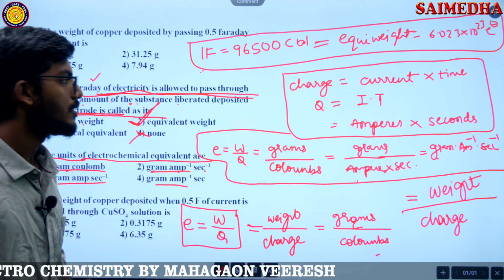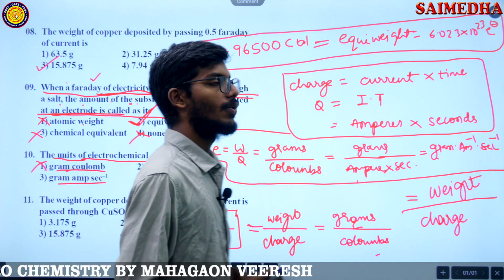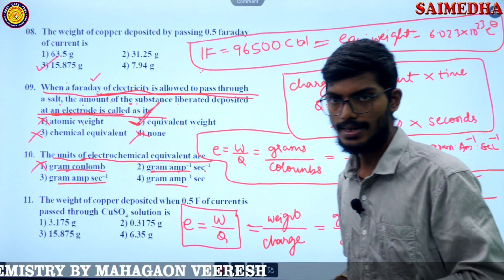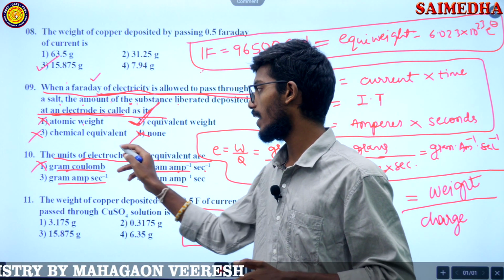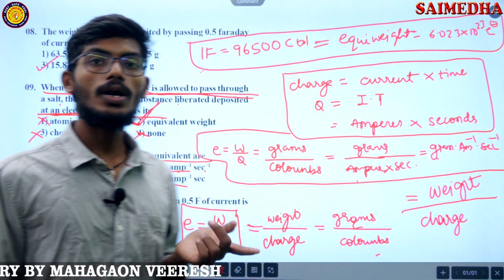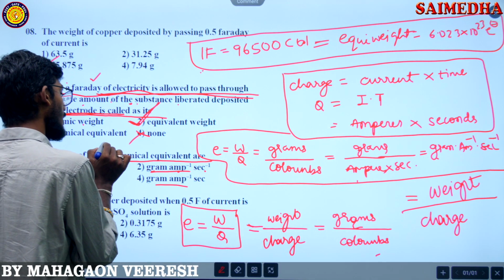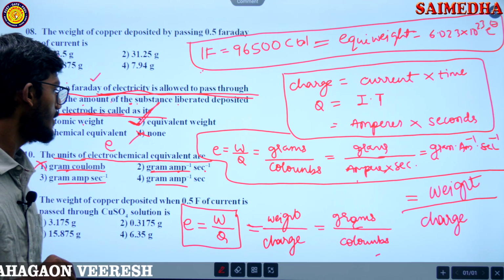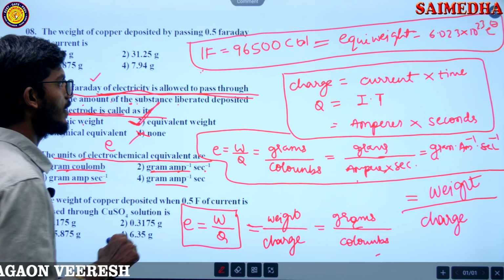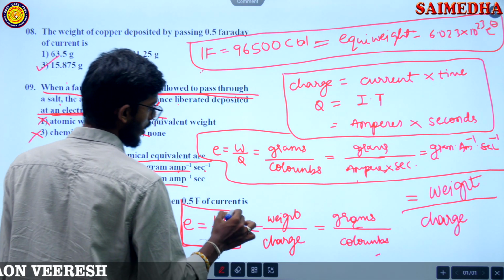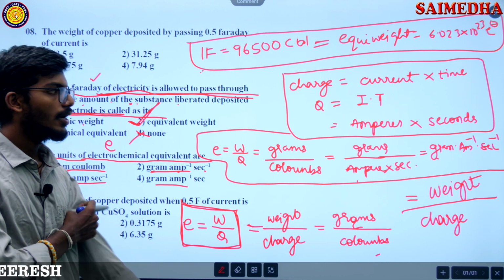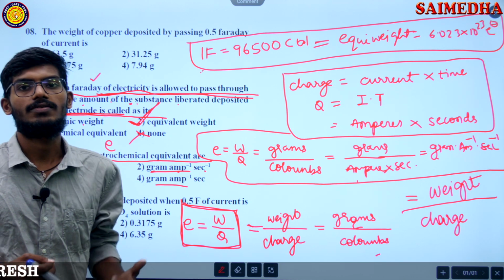Is that clear, guys? So make a note of this. Units of electrochemical equivalent, very simple. But first you need to know what is electrochemical equivalent. Electrochemical equivalent is small e. E is equal to W by Q. Very important formula. Remember, in this way you need to write the units. Is that clear? So take it down. We'll go with the next question. Okay, guys.